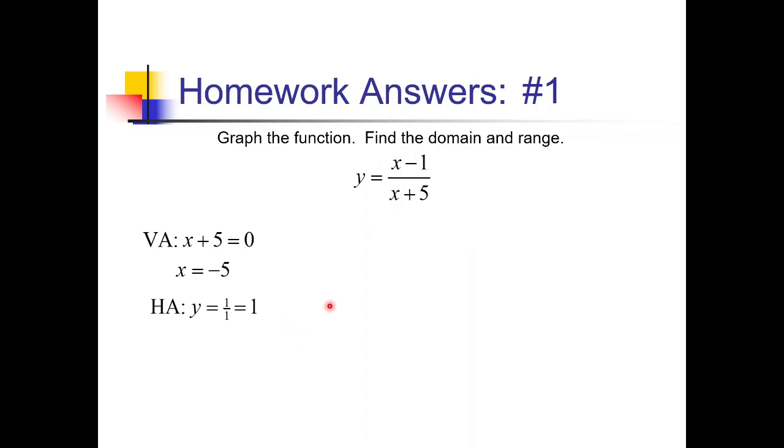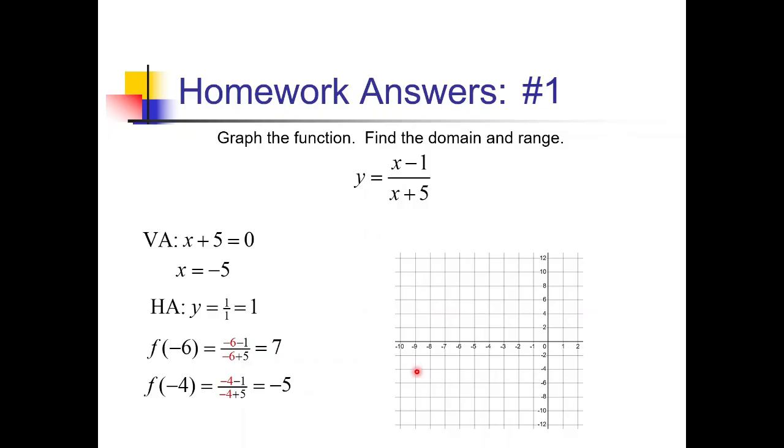And for my additional points, let me take something to the left and the right of -5, the vertical asymptote. So if I do f of -6, that's 1 to the left of this. That's going to be -7 over -1, which is +7. And now let me go 1 to the right of this -5, so plug in -4. That gives me -5 over 1, so -5.